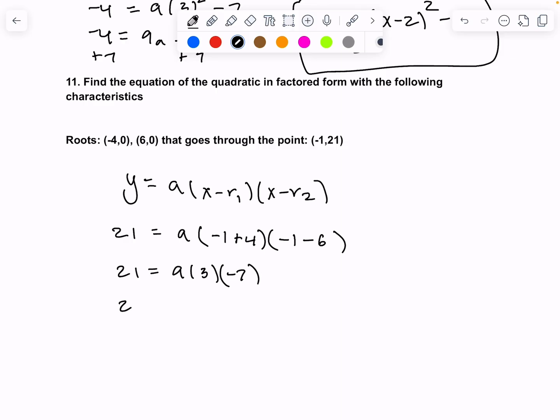So I have 21 equals negative 21a. To solve for a, I got to divide by negative 21. And I get a equals negative 1. So I go back to my equation, and I write my a. This is negative 1 times x plus 4 times x minus 6.